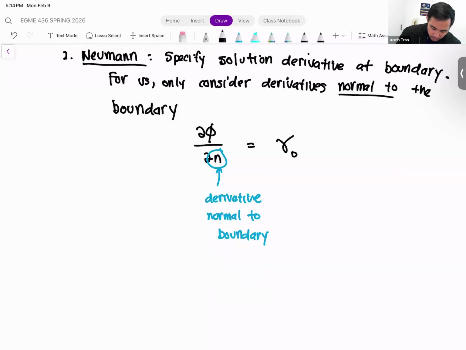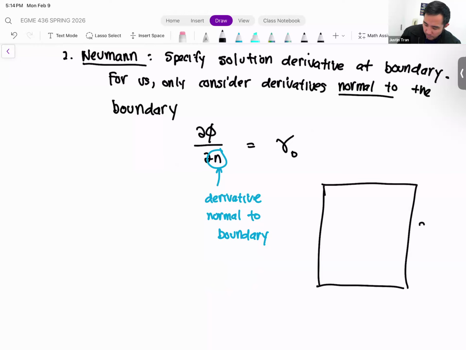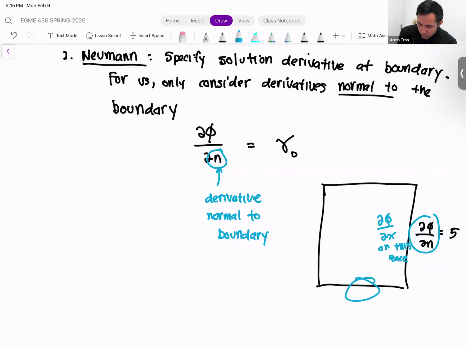So for instance, one last thing before we go. If we look at our square domain here, and let's say that we have partial phi partial n is equal to 5 on the right-hand side, right? So that boundary is going up and down, and so the derivative normal to that would be the derivative in the x direction. And then if you were to get a normal derivative on the horizontal one, the direction normal to this is the y direction. So you have partial phi, partial y on that face.